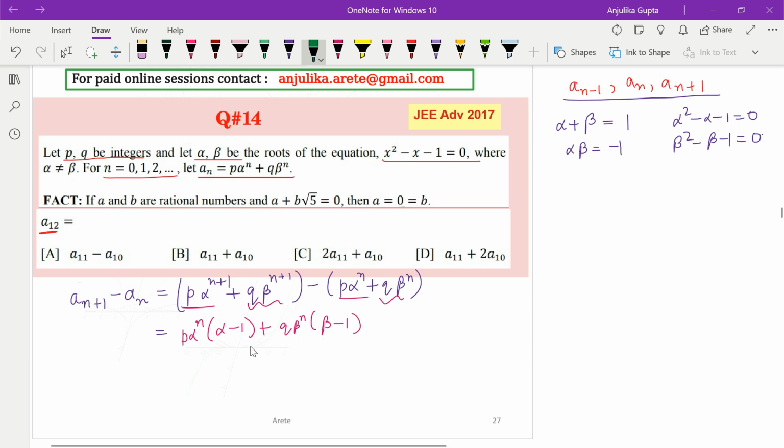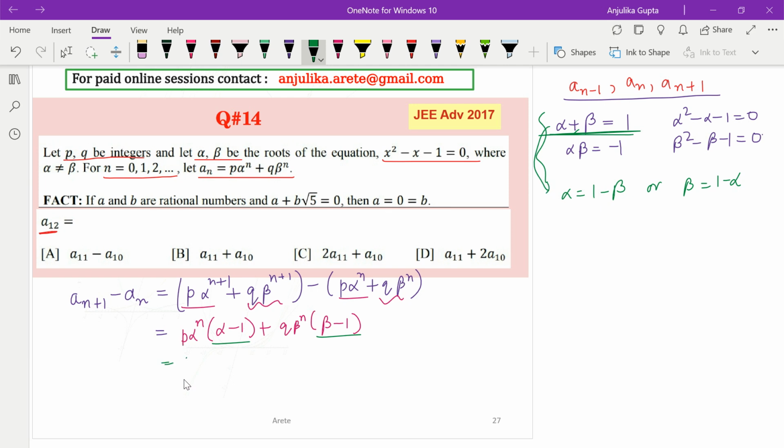Now can I do anything about these things, alpha minus 1 and beta minus 1? Look at the relations which you have. Which one? This one I can use, right? Because I know that alpha is 1 minus beta, or I can also say beta is 1 minus alpha. Correct? This relation I can use.